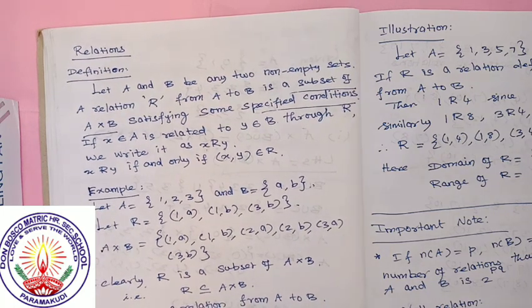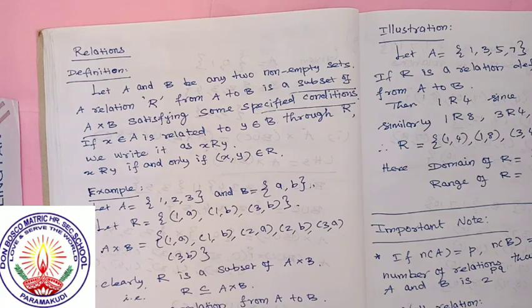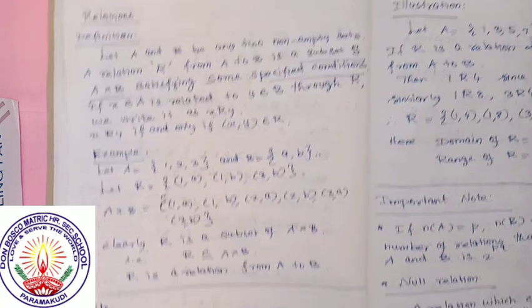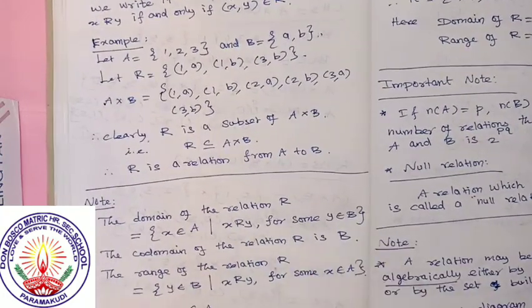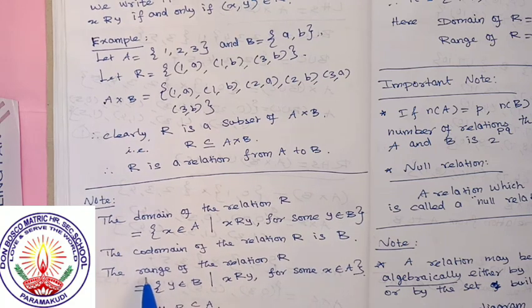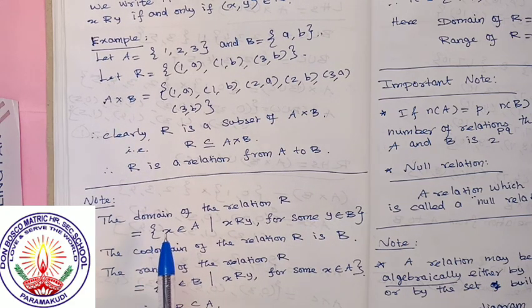Next, a very important note. First note, the domain of the relation. Second one, the codomain of the relation. Note the domain of the relation, codomain of the relation, and range of the relation. They will ask a 2 mark question to find the domain of the relation, to find the codomain of the relation, to find the range of the relation. So first one, what is the domain of the relation?